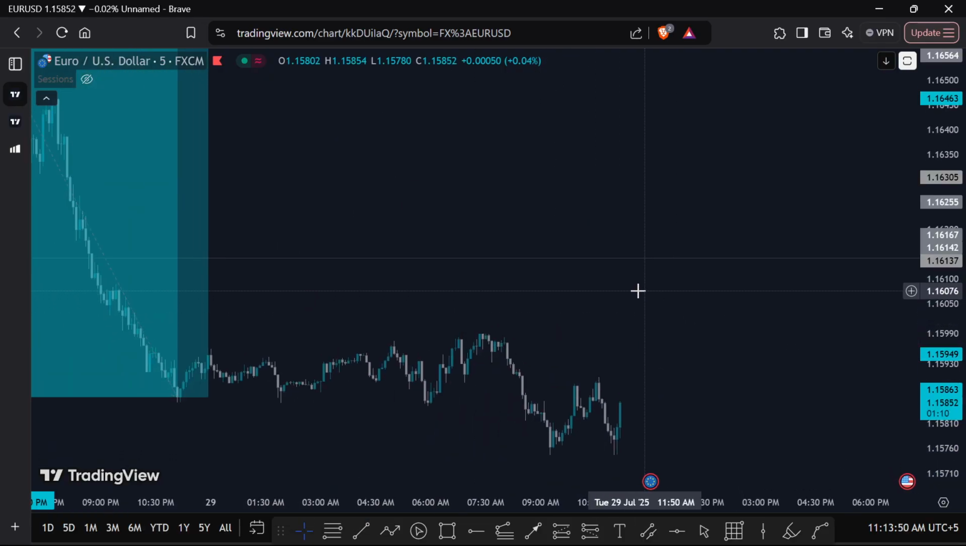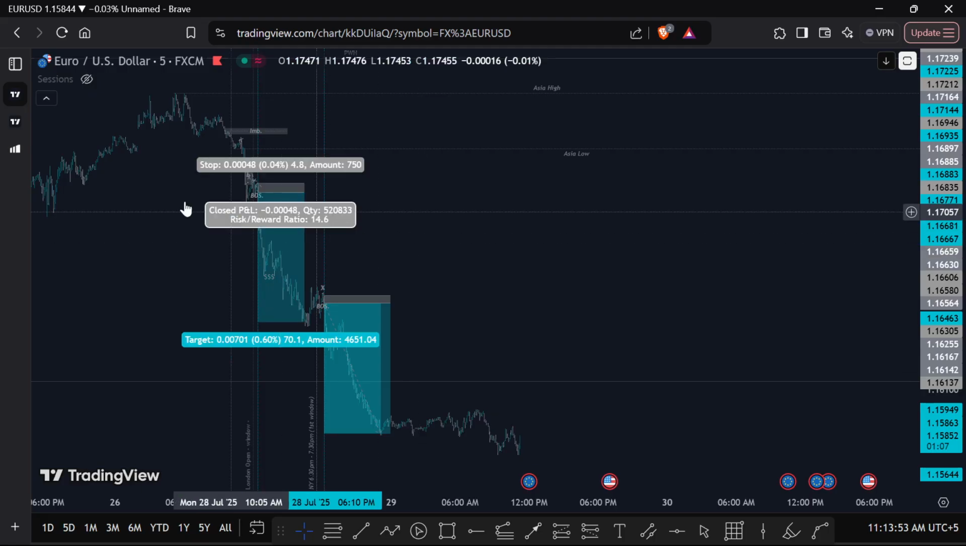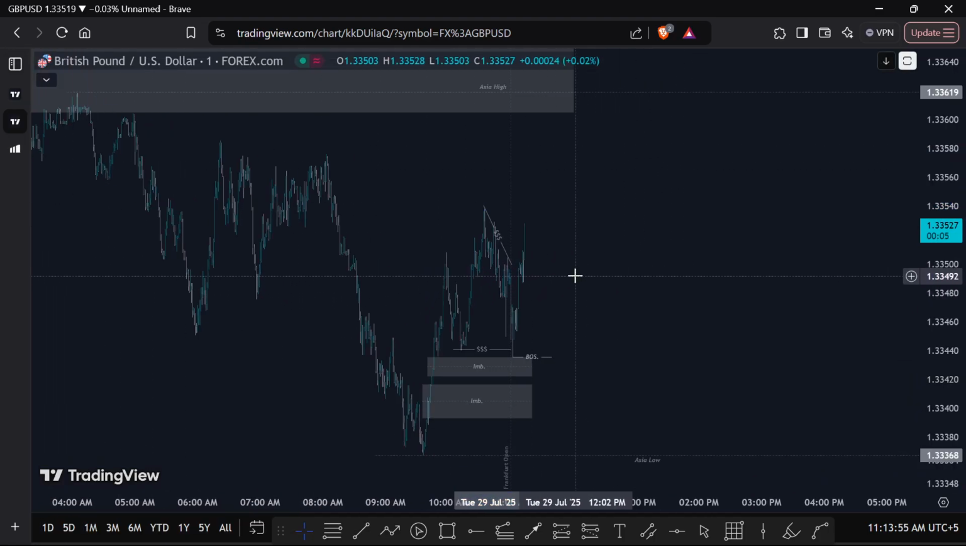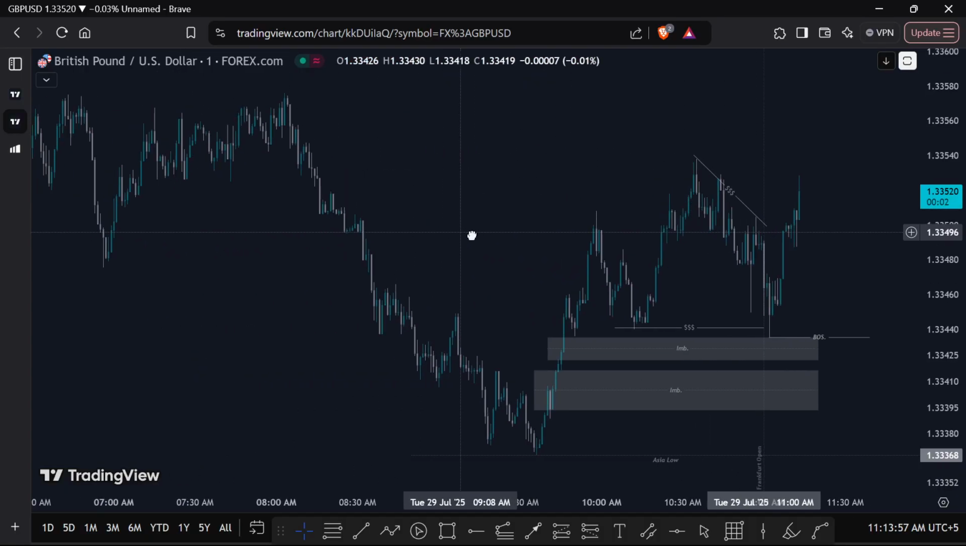And right now what we are going to be doing is, as usual, analyzing the market. We are going to be finding out the bias and the potential reversal points for the market.